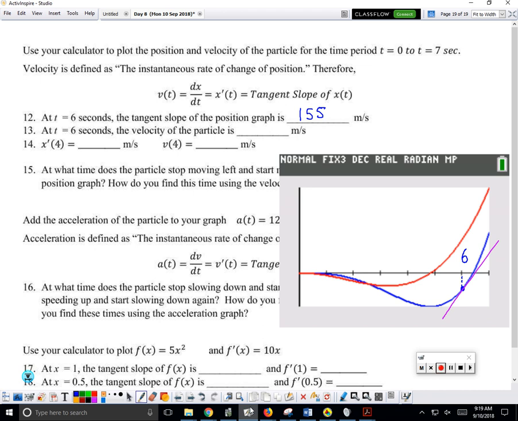Okay, I want to see how many of you can make the connection. I don't know if it's a hard connection or an easy one. Hard and easy is kind of relative. So look at this formula. We just found the tangent slope right here to be 155. You get it to work, Daisy? Okay, 155.